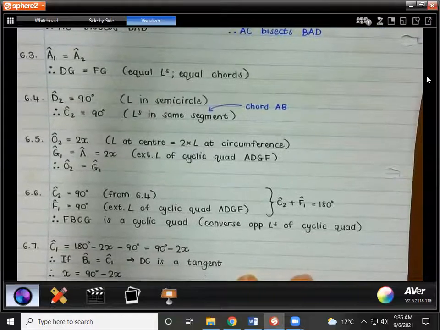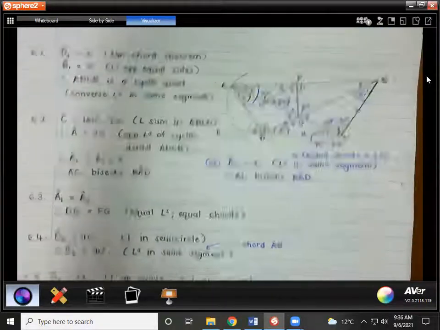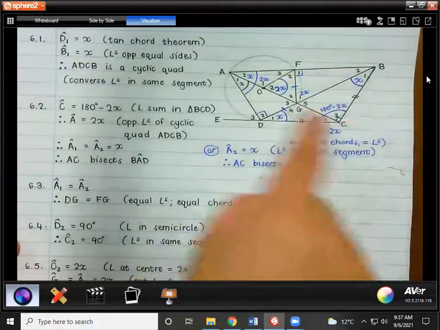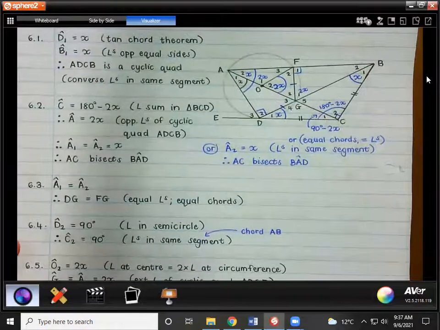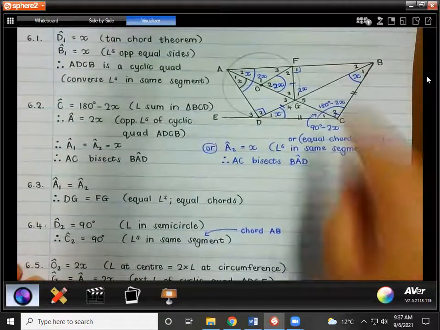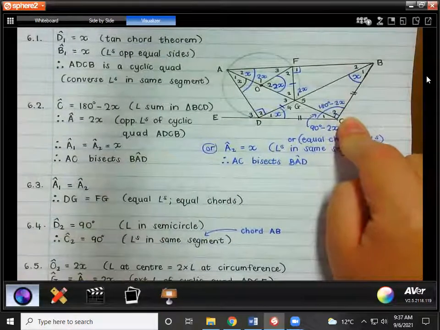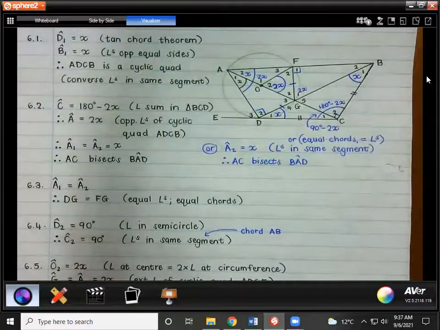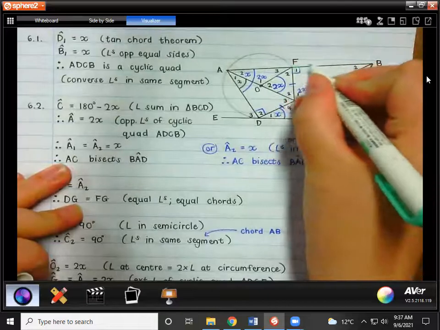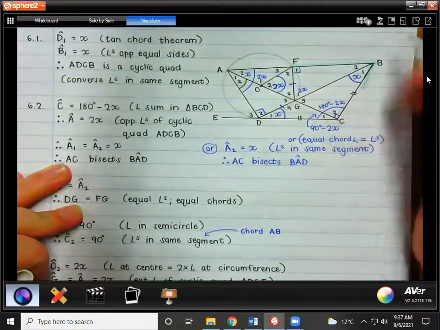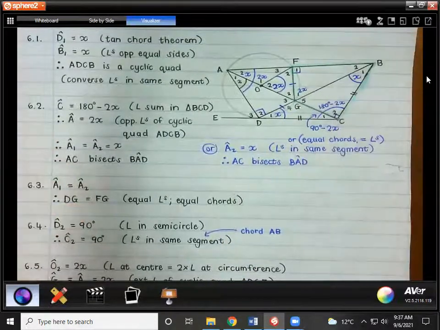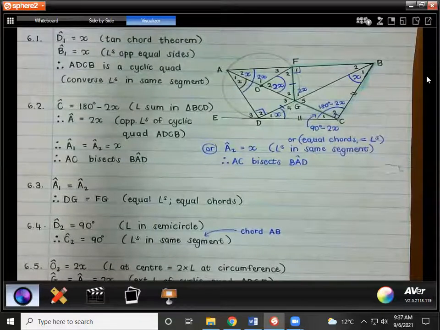6.6, sorry, they asked us to prove that FBCG is a cyclic quad. So FBCG is this outer one here. I'm sure there were lots of different ways to do it, but what I said was C2 was 90. We proved that in 6.4, we got that C2 was 90. Maybe let me just do this, then it's a bit clearer what we're actually looking at. Oh, that's skew. Sorry about that. Okay, that's what we're trying to prove. Can you guys make that out? Kind of. That's what we're trying to prove, that that's a cyclic quad.